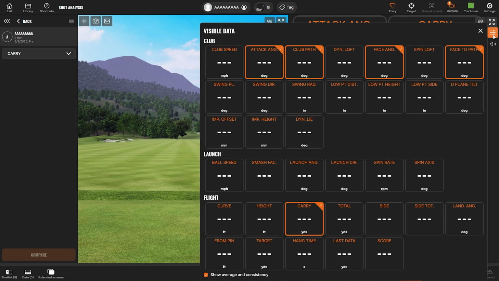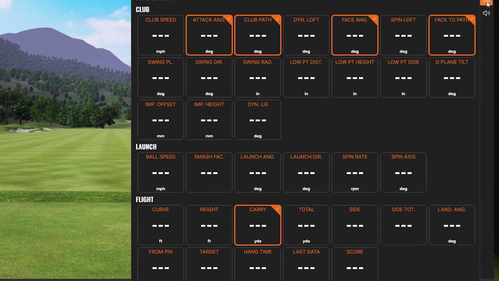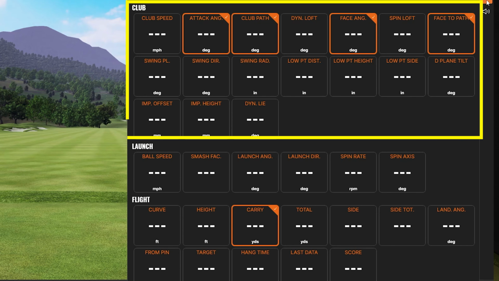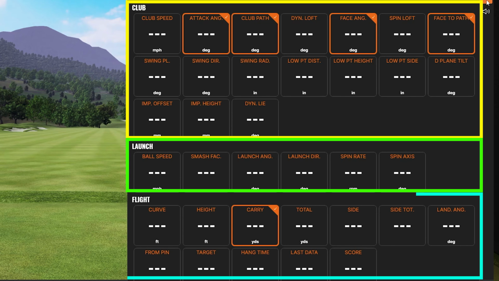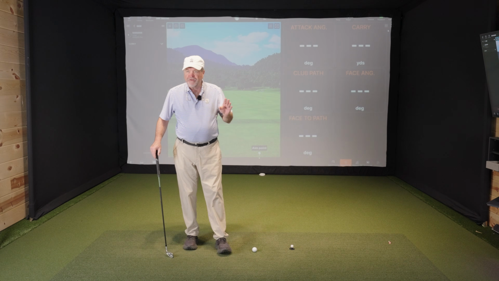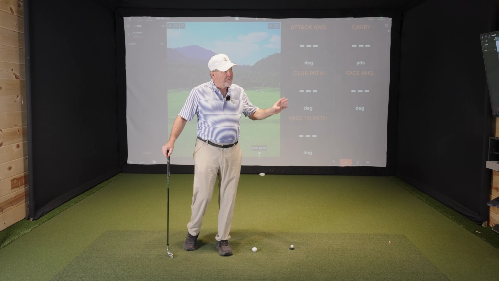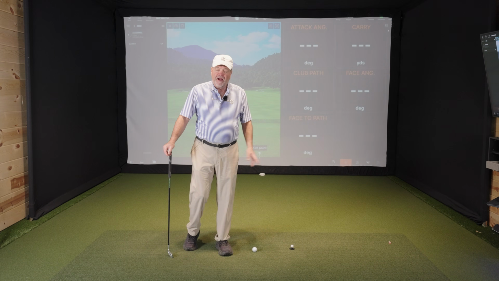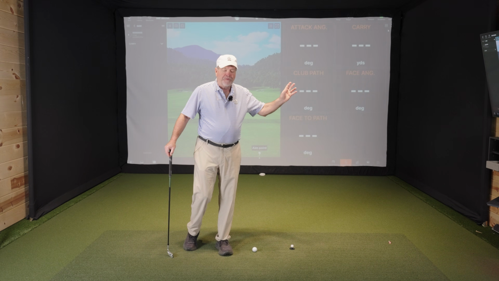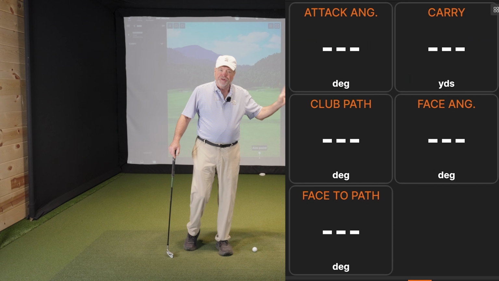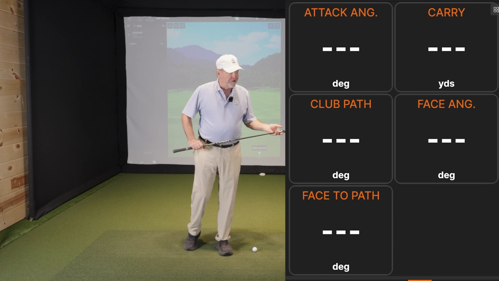Yep. When I bring up all the possible numbers that TrackMan tracks, it's all of these tiles. They're called tiles in TrackMan. There's club data, there's launch data, and there's ball flight data. And you can go crazy trying to analyze everything at once. So of all those tiles that are available, when I'm working with somebody, I eliminate all but these 5 tiles. And this is usually what I'm going to show.